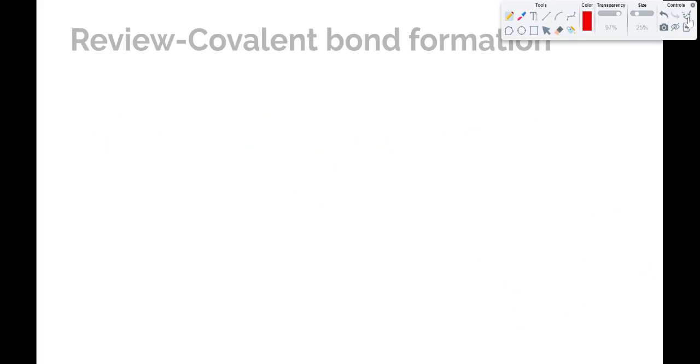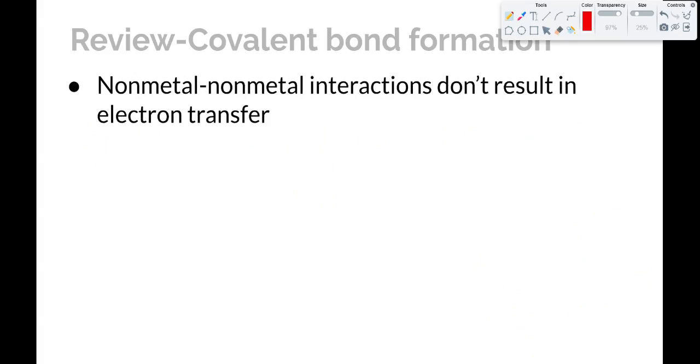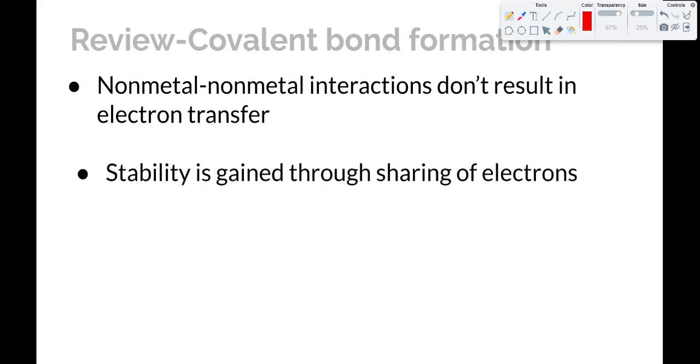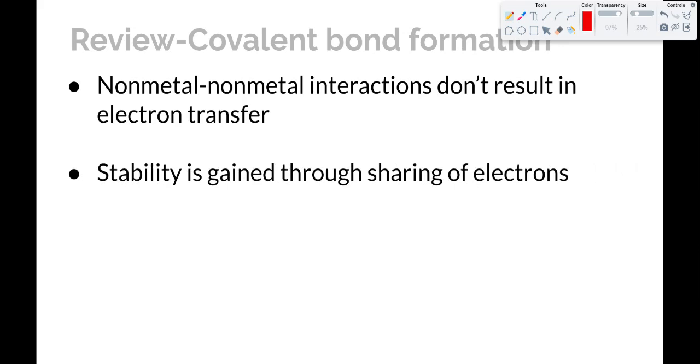Now let's talk about covalent bond formation, because that's our real topic for today. Just a reminder, in non-metal interactions, that's where covalent bonding occurs, they don't transfer electrons. And the reason is because nonmetals, for stability, will be gaining electrons. So neither one will be interested in losing an electron. It makes their atom less stable.